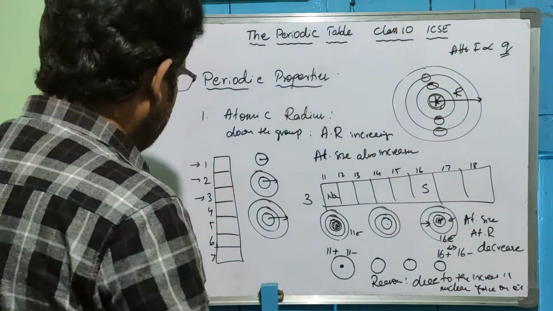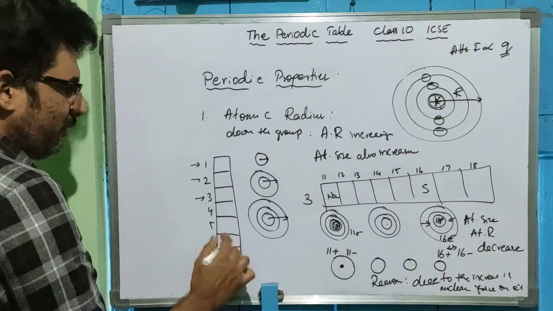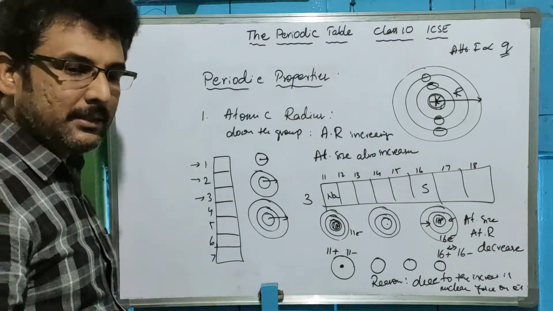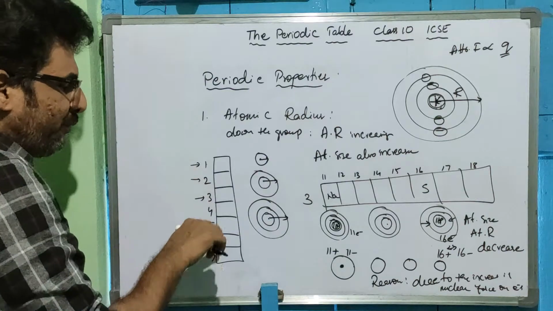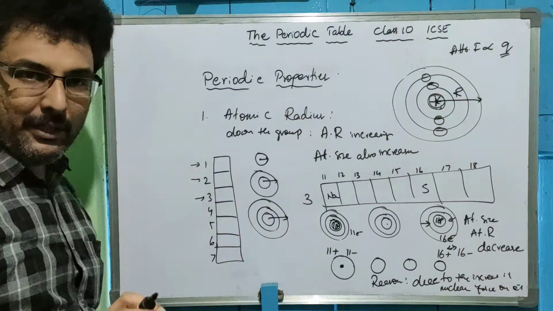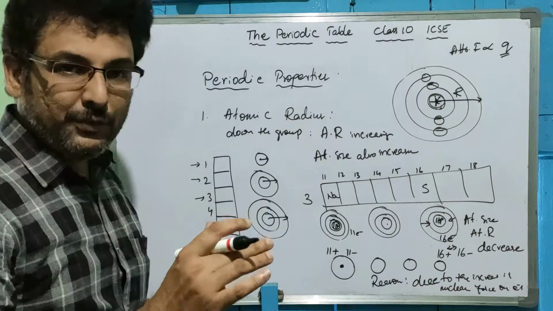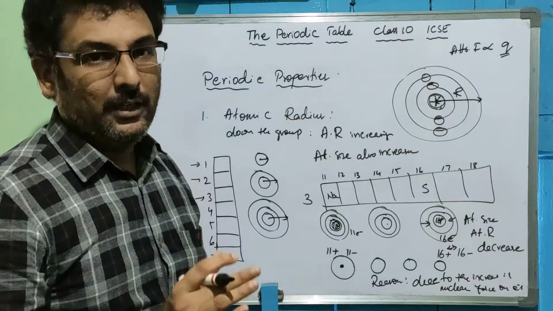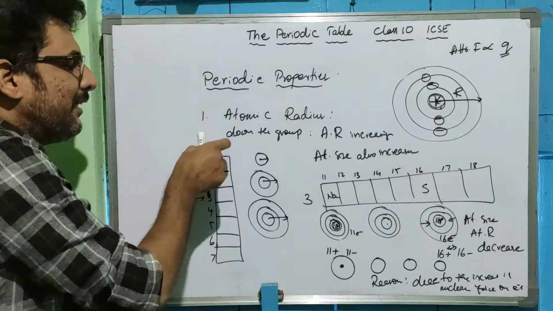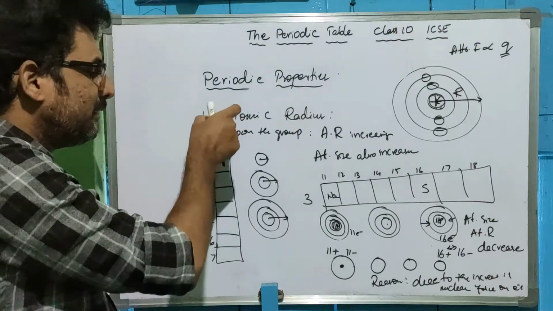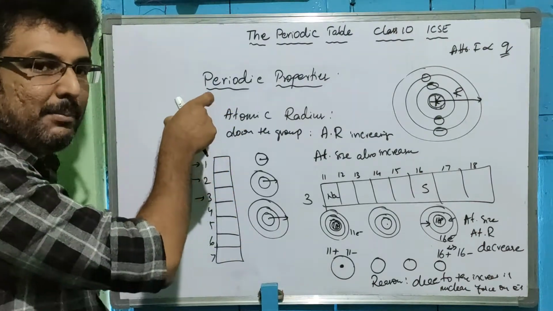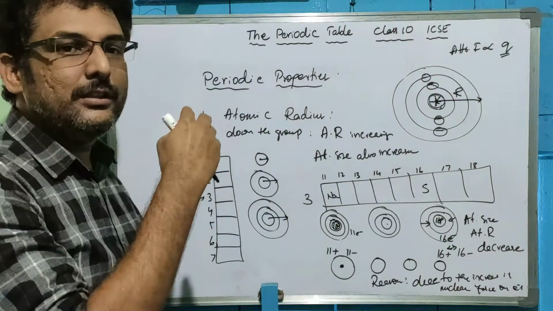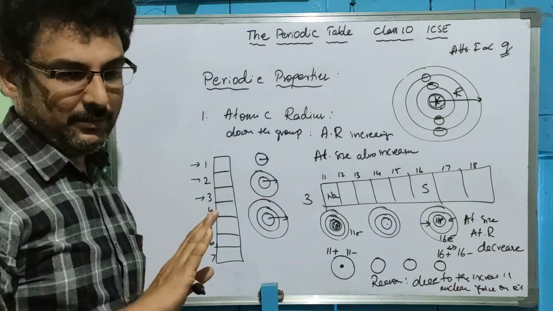Now you may have a doubt that down the group also the nuclear charge increases, meaning down the group also the atomic number increases. But down the group, the number of shells will be increasing. So the increase in the number of shells will dominate the effect of the nucleus on the electrons. So even though there is an increase in the atomic number and the nuclear charge, the atomic size will be increasing down the group and the nuclear effect on the valence electrons will be decreasing.